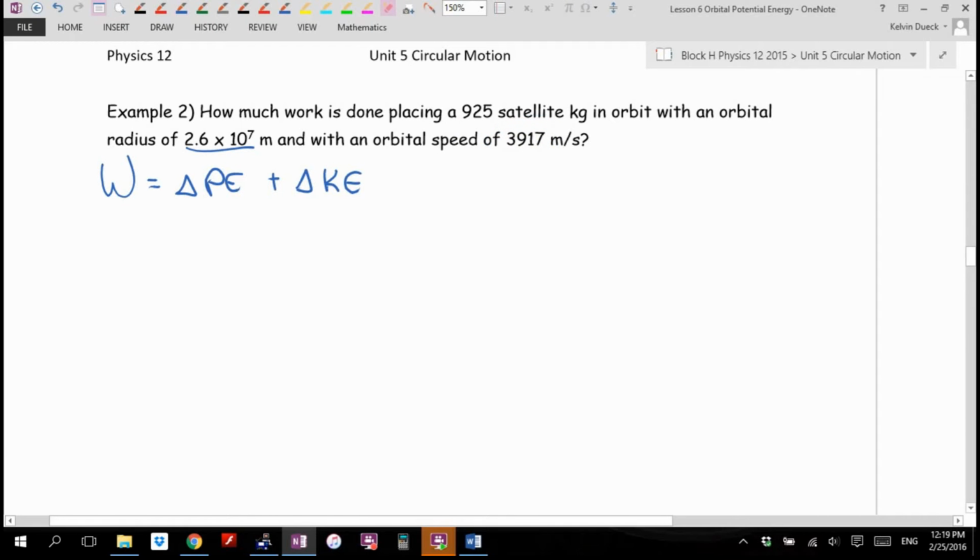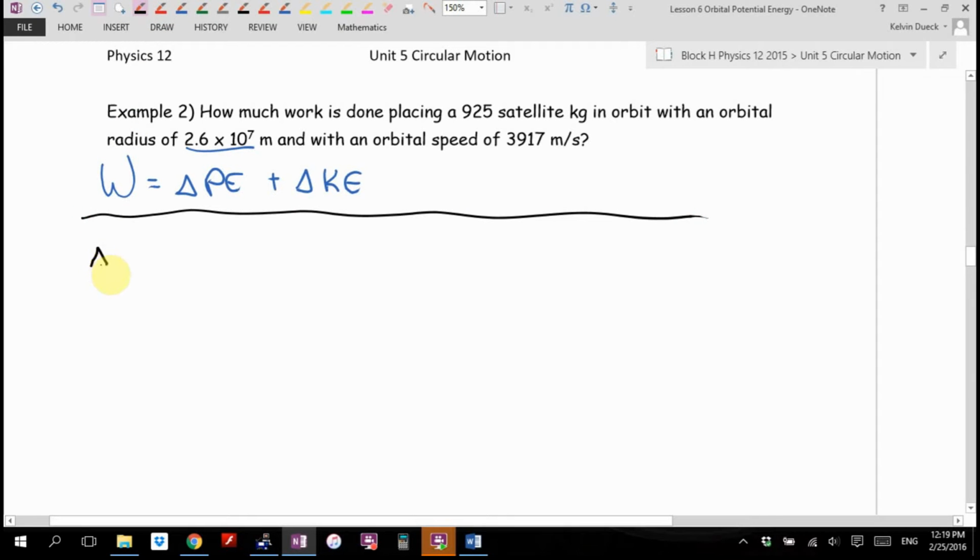I found, Clay, because none of these is 0, I don't do them all at once. I do them one at a time. Do you want me to find change in potential or change in kinetic first? Doesn't matter. Change in kinetic. Okay. I usually do that.